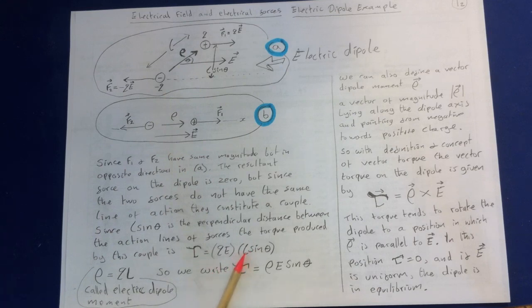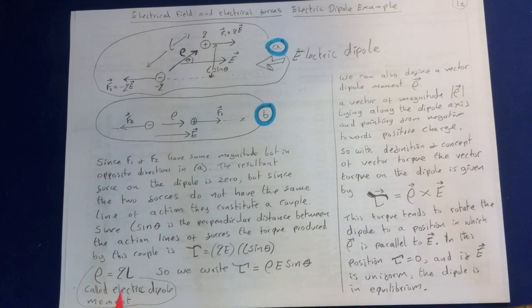If we look here, we see there's an L and there's a Q. If we take them out and think of them in isolation, the product QL of the charge Q and the distance L is called the electric dipole moment, and it's denoted by p. Given that, the torque exerted by the couple is therefore this. If we just treat this as the electric dipole moment, we don't write Q and L but write p, then we can write this as p E sine theta.